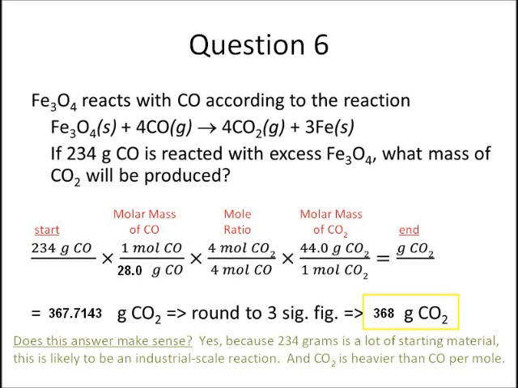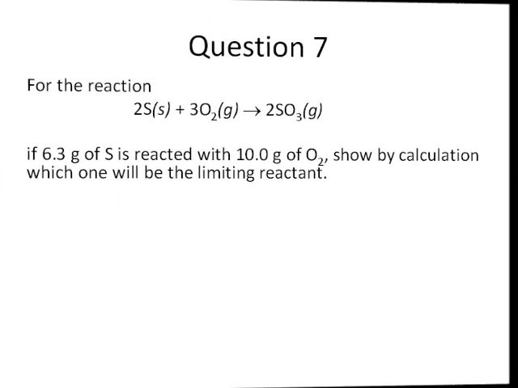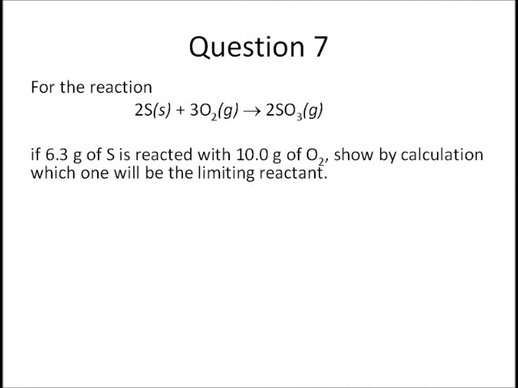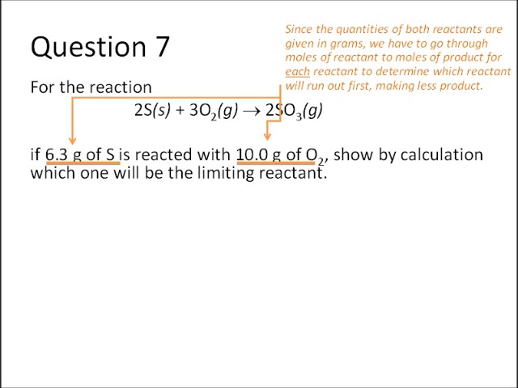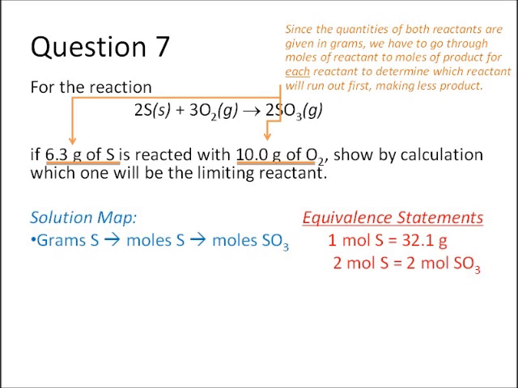We get an answer that's a large number of grams of carbon dioxide, and that makes sense because we started with a lot of starting material. In question 7, we're reacting a certain quantity of sulfur with a certain quantity of oxygen. Since we don't know which is the limiting reactant, we have to go through the whole process for each reactant to determine which will run out first.